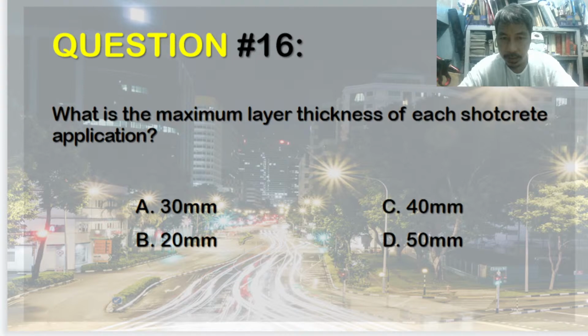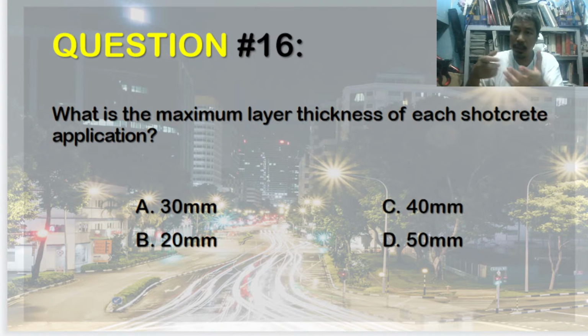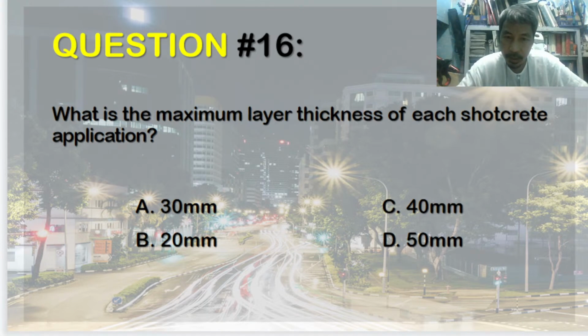What is the maximum layer thickness of each shotcrete application? Maximum layer thickness for each shotcrete application. So shotcrete, you will shoot it with a machine, with mechanized or mechanical equipment. A, 30 mm, B, 20 mm, C, 40 mm, D, 50 mm. What is the maximum layer thickness?